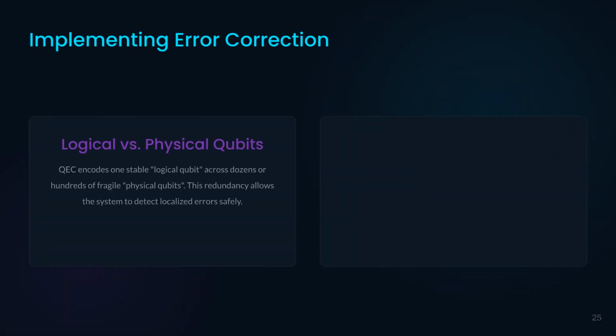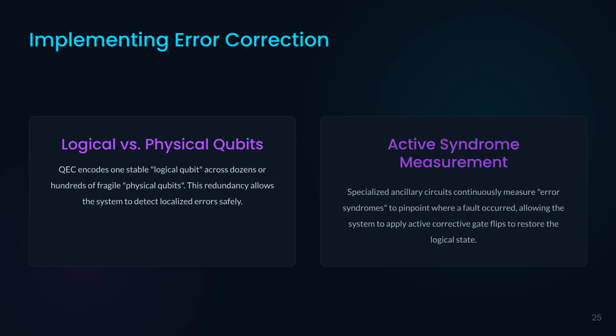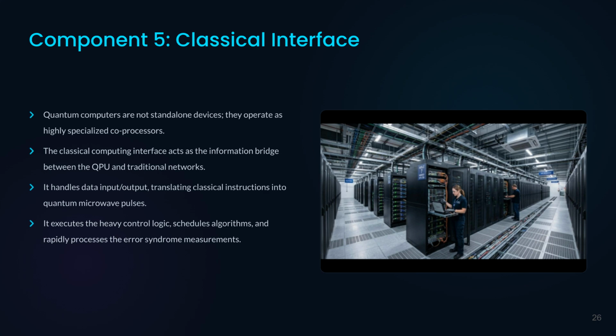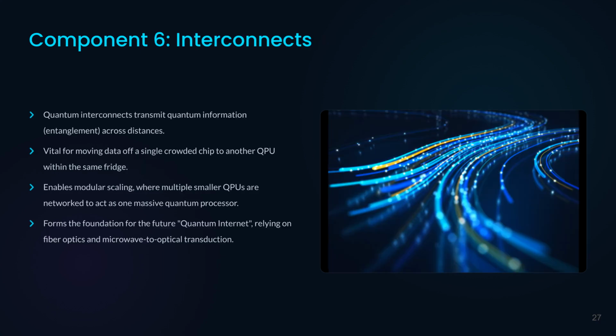QEC works by encoding one logical qubit across many physical ones, providing the redundancy needed to detect faults. Ancillary circuits then measure error syndromes, allowing the system to apply corrections while preserving the logical state. The classical interface acts as a vital bridge. It processes input and output data, executes complex control logic, schedules algorithms, and performs the rapid calculations required for real-time error syndrome monitoring.